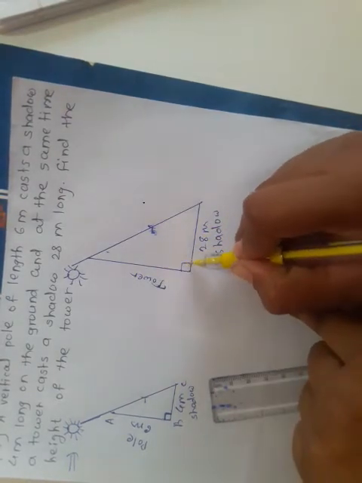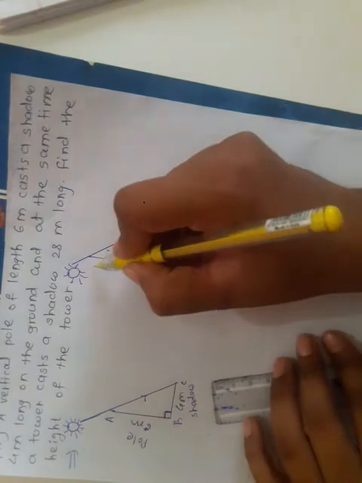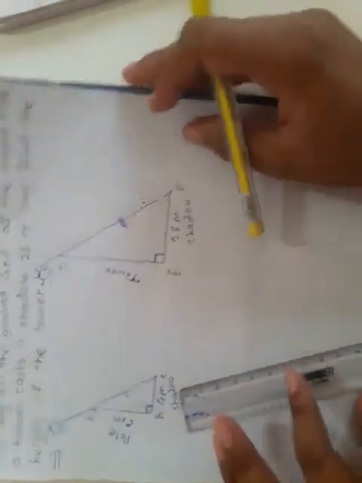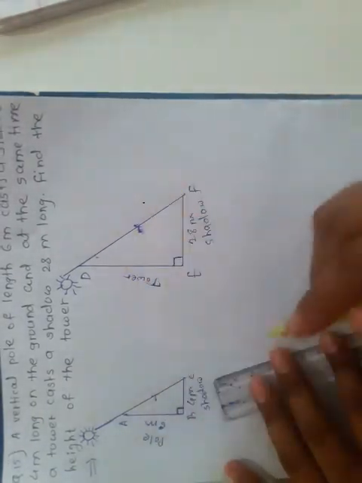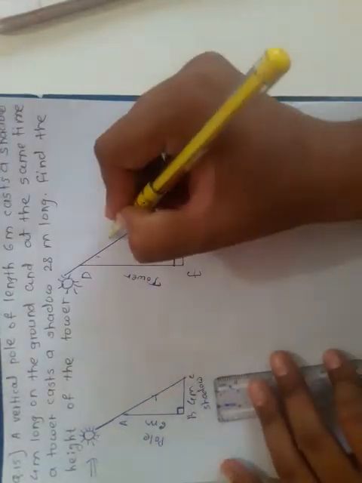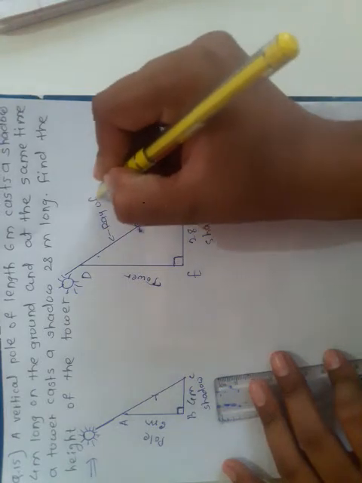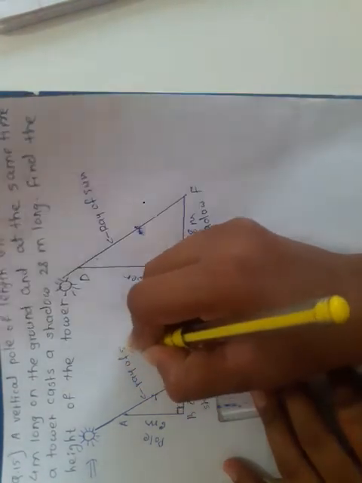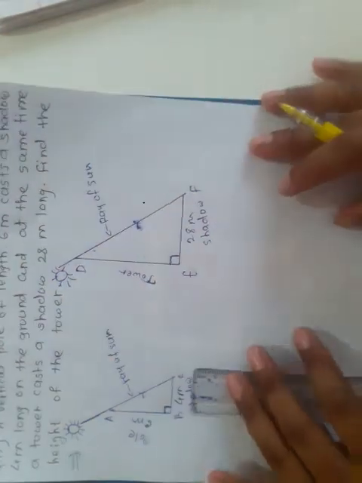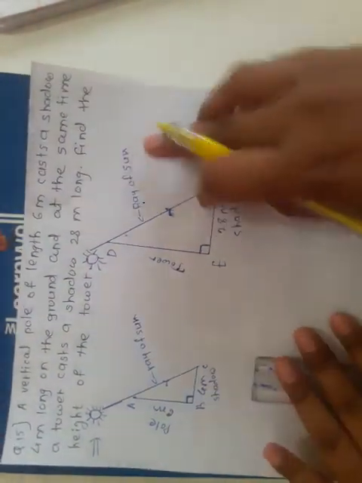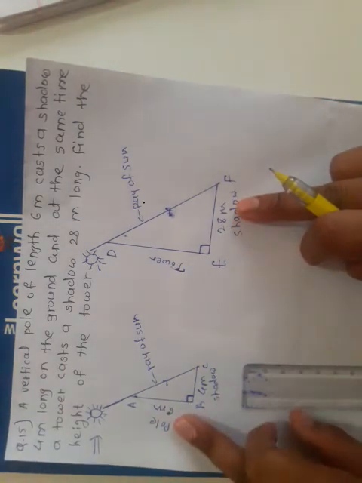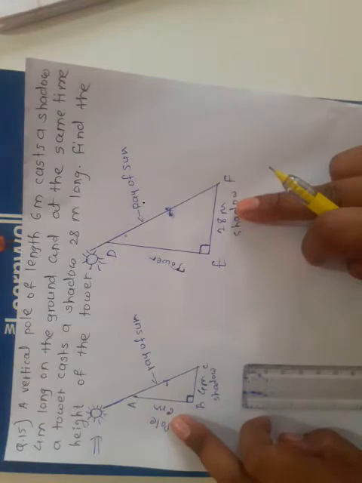Again it makes an angle of 90 degree, and this is our DEF triangle. So this triangle formed is DEF. At the same time, this is the ray of sun, again our ray of sun. This is our tower, and what we have to find out actually. This side is given to us as 28 meter, this side is 4 meter, and this pole is 6 meter long.